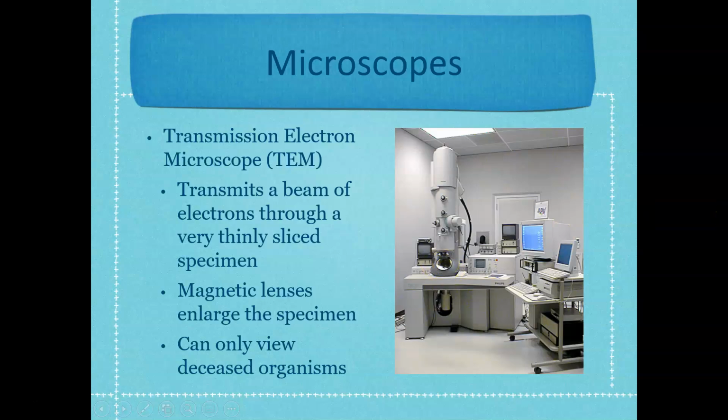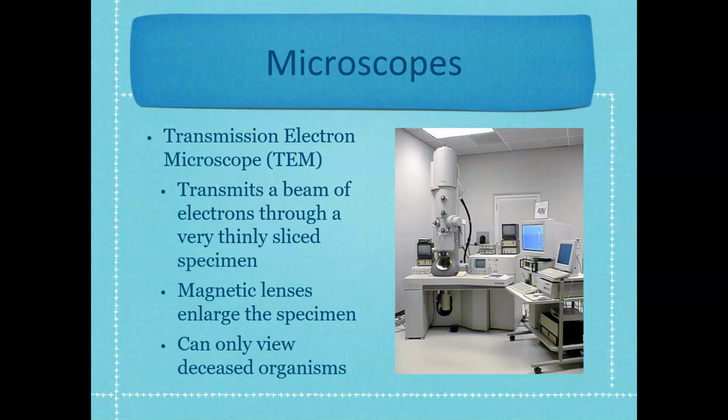Now, here's the thing with electron microscopes. I can only look at dead organisms, and that's because of the preparation and the way that the scope actually works. So with a transmission electron microscope, I'm going to be able to see internal structure. But in order to achieve that, I have to really thinly slice my specimen, which is clearly going to kill my organism in the process. So there's one thing. The other piece is that this little chamber here is a vacuum chamber.